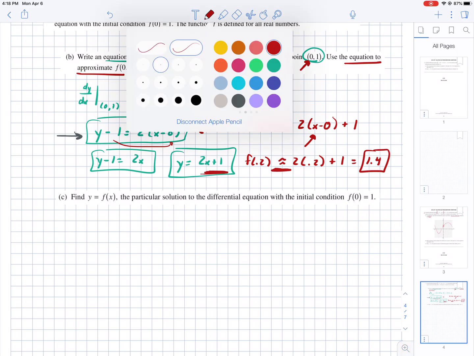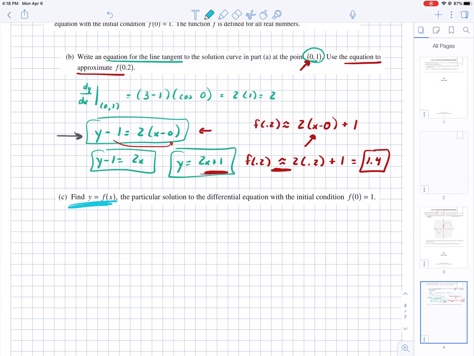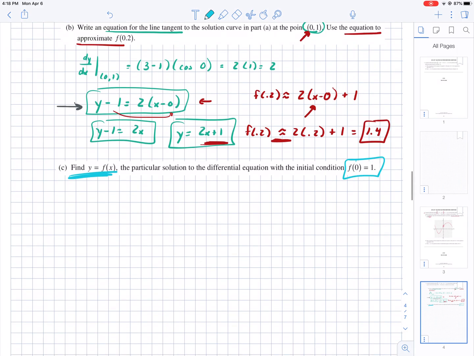And that's what part C is asking you to do. It's saying find f of x. Find the particular solution, which means there's no plus c involved. Find the particular solution with the initial condition 0, 1.